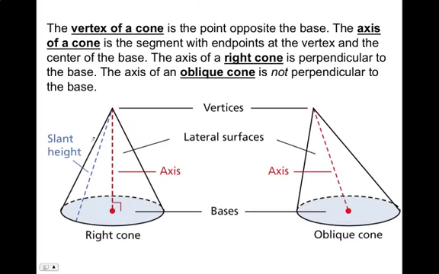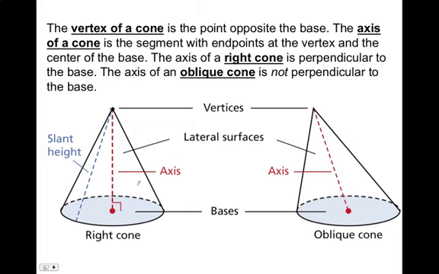Let's look at cones. The vertex of a cone, very similar to a pyramid, is the point that's opposite the base. The axis of a cone is the segment whose endpoints are the vertex and the center of the base. This is also known as the altitude or height of the cone. Slant height, notice, goes from the vertex to the edge of the base. So it is very similar to our pyramids.